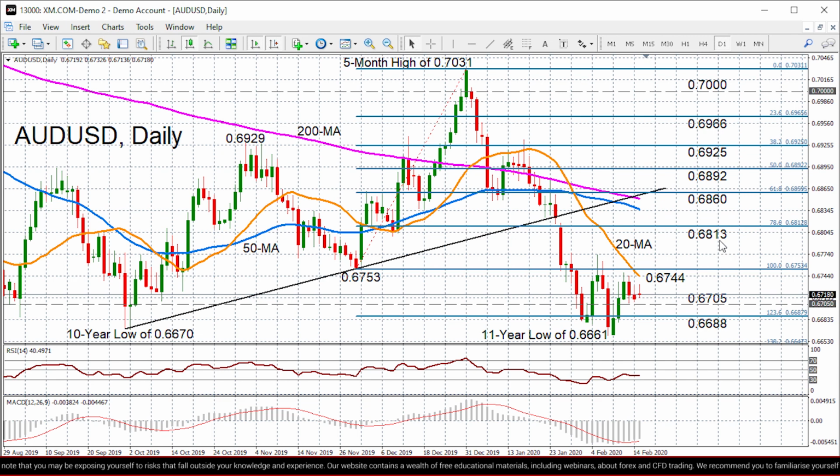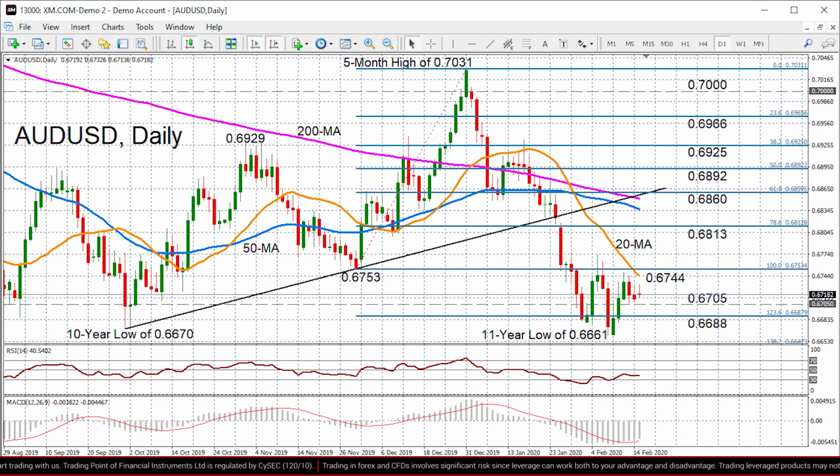But in order to get a signal that the negative sentiment has been erased, we would need to see Aussie dollar head for the 0.6860 level, the 61.8% Fibonacci, which would take prices above both the 50 and 200-day moving averages, as well as above that uptrend line, which was broken earlier in January.